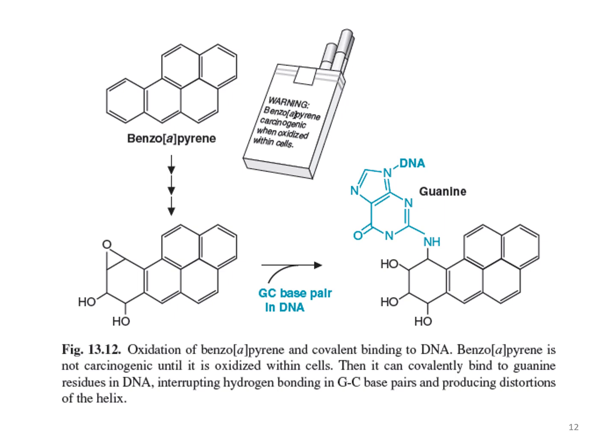So oxidation of benzopyrene and the covalent binding to DNA: this benzopyrene is not carcinogenic until it is oxidized within a cell, and then it covalently binds to the guanine residue in the DNA, which can disrupt the base pair, the hydrogen bond of the guanine-cytosine base pair, and produce distortion of the helix, which can be associated with proliferation of cancerous cells.